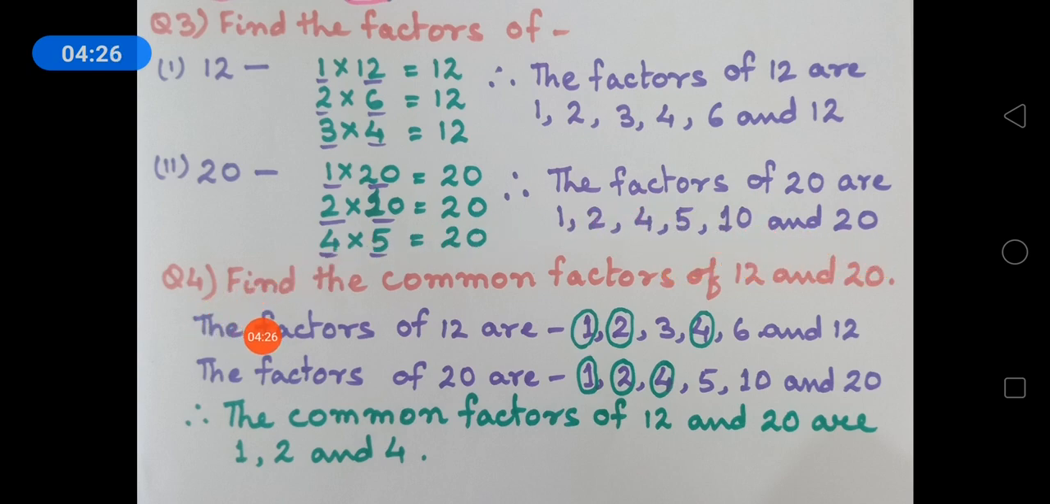Now in the next question we will find the common factors of 12 and 20. So from here only we came to know the factors of 12 are 1, 2, 3, 4, 6 and 12, and factors of 20 are 1, 2, 4, 5, 10 and 20. So the common factors, I have put a circle, you can see. So the common factors of 12 and 20 are 1, 2 and 4.